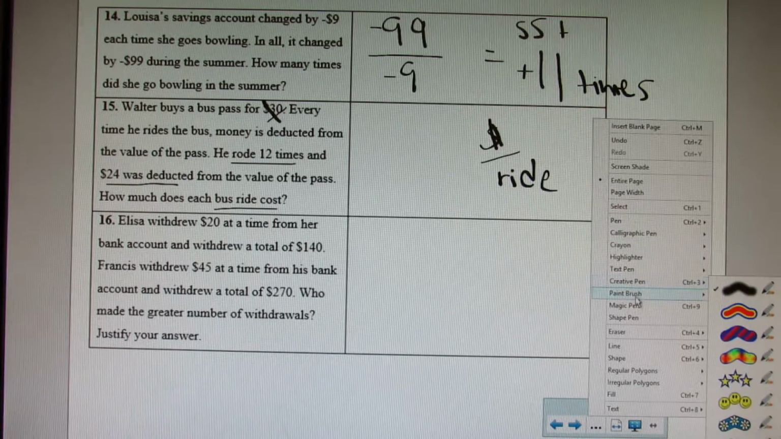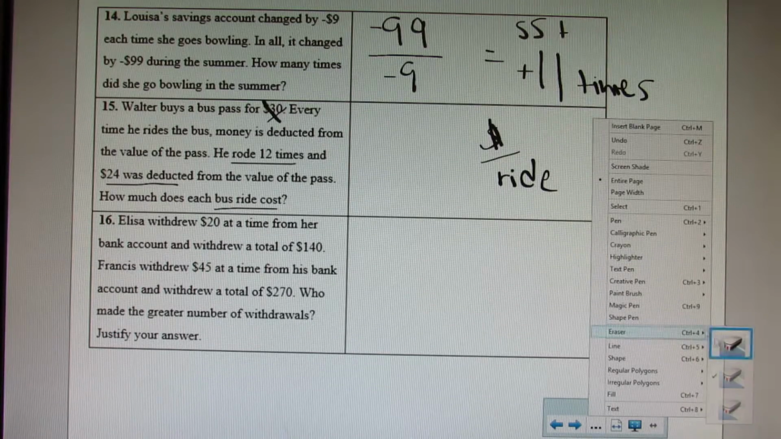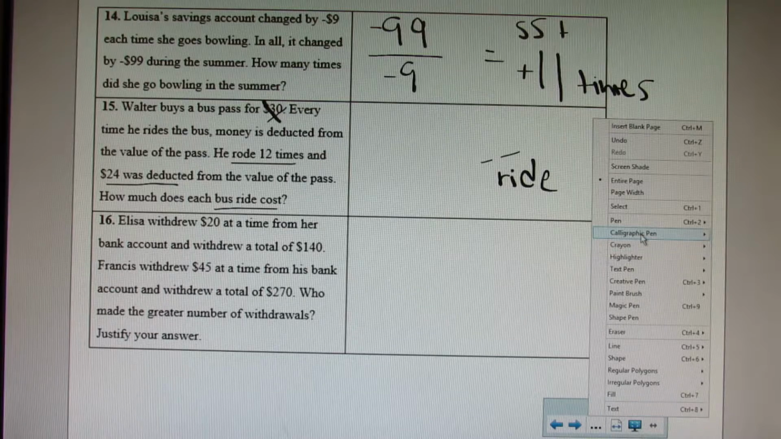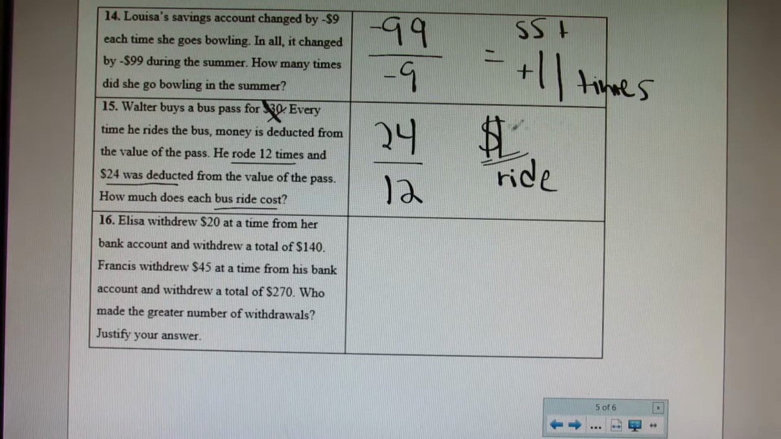They're asking for, I'm looking for my eraser and I can't find it. There it is. Because my dollar sign was really bad. I'm looking for how much per ride. Money per ride. So the money's going to go on the top and the number of rides is going to go on the bottom. So dollars per ride. Dollars per 12 rides. And again, 12 plus 12 makes 24.